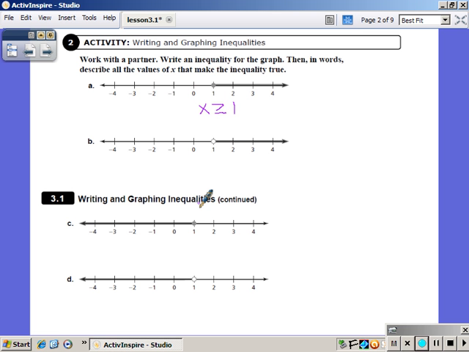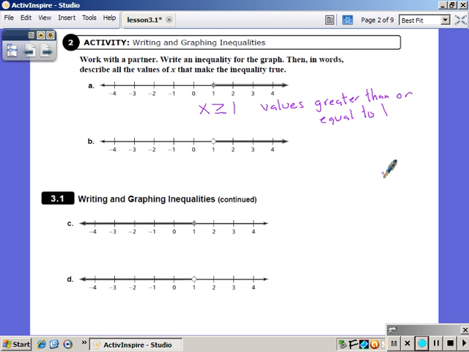So in words to describe that, values, and write it like you would read it. Values greater than or equal to 1. You could say values at least 1. At least also means greater than or equal to.